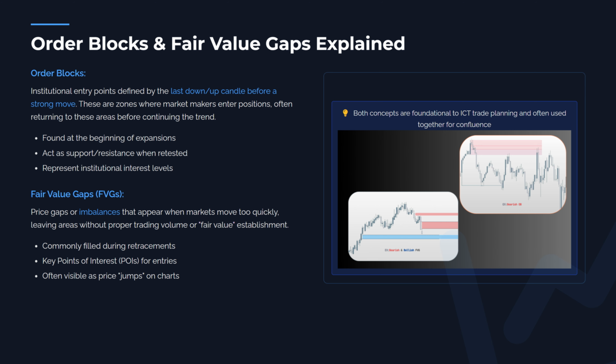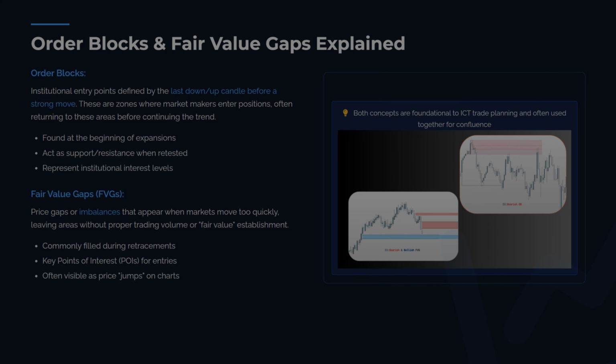Fair value gaps are particularly useful during retracements. When you see a strong move followed by a pullback, look for fair value gaps in the path of that pullback. These often act like magnets, drawing price back to fill the gap. The key with both order blocks and fair value gaps is patience. Don't chase price when it moves away from these levels. Instead, wait for price to return to these areas. That's where your trading opportunities are.